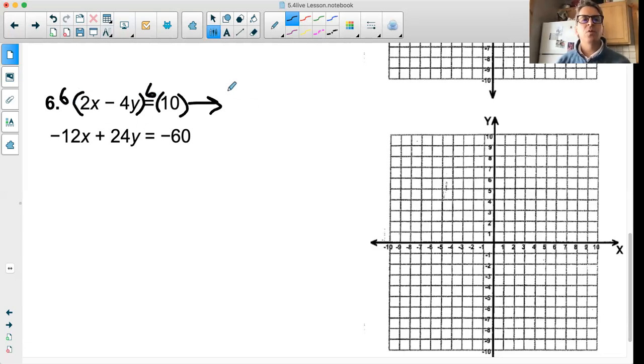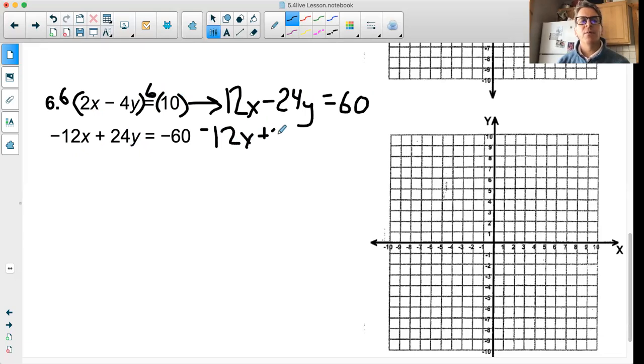6 times 2 is 12x. Minus 4 times 6 is 24y. And 6 times 10 is 60. The other equation underneath, I'm just going to leave alone. Negative 12x plus 24y, and that's equal to negative 60.